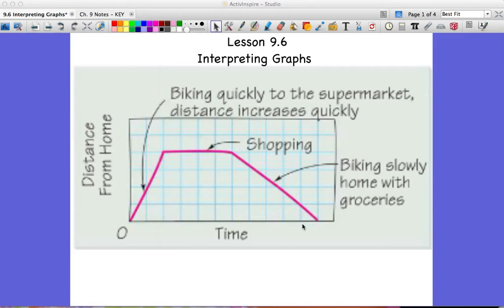Welcome to Lesson 9.6, Interpreting Graphs. So today we're going to talk about those graphs that don't necessarily give you any quantitative values. They just give you a picture of something that happened.